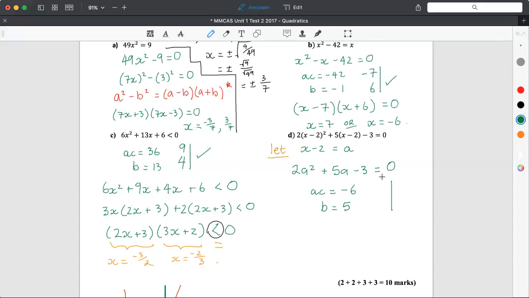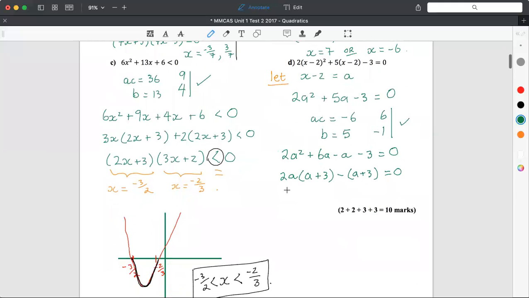I reckon it's going to be 6 and 1, but one of them has to be negative, and it has to be that one. Okay, so let's go through the process: 2a squared plus 6a minus a minus 3 equals 0. Now we factorize by grouping. 2a is the highest common factor of the first bit, and you're going to be left with a plus 3. And the other bit, we can take out negative 1 as a factor. We're going to be left with a plus 3 as well.